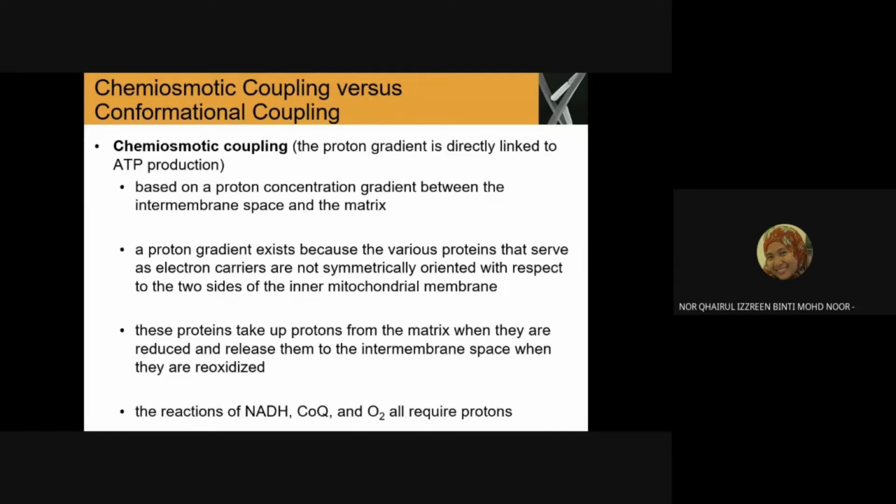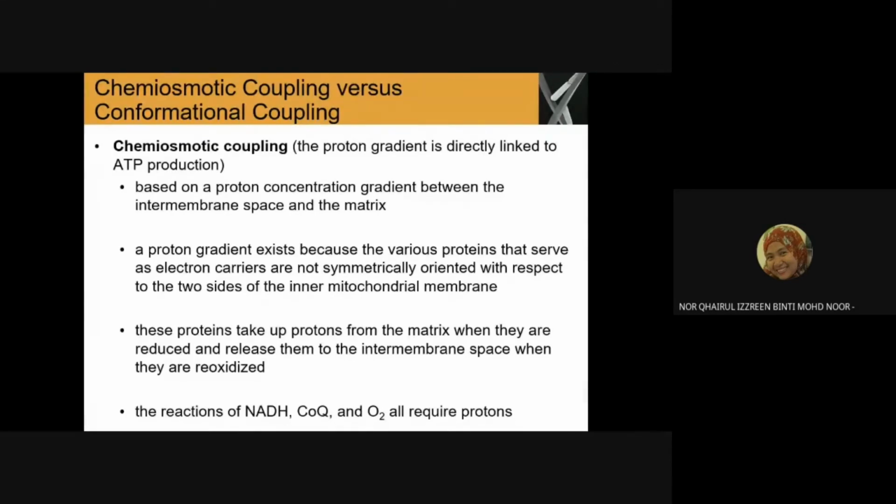So there's a lot of hydrogen ion now in the intermembrane space at the end of complex 4, when electrons have been passed from 1 to 4. A proton gradient exists because of the various proteins that serve as electron carriers. They are not symmetrically oriented with respect to the two sides of the inner mitochondrial membrane. So what this statement wants to highlight is that we have moved the hydrogen ion from the matrix to the intermembrane space together with the transportation of electrons from complex 1 to complex 4.